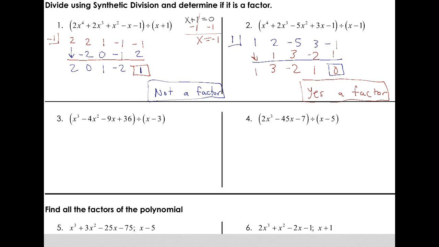All right, so hopefully that was enough time for you to try it. Now let's see if you were correct. This is a negative 3, so we're going to use a positive 3 over here. This, 3, 2, 1, and then a constant, so we know we can use our coefficients. 1, negative 4, negative 9, and 36.